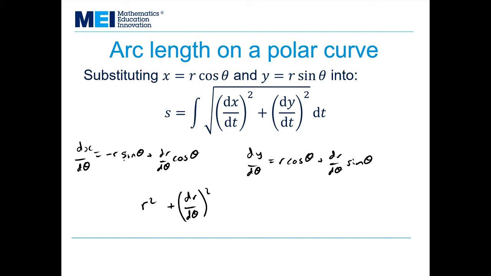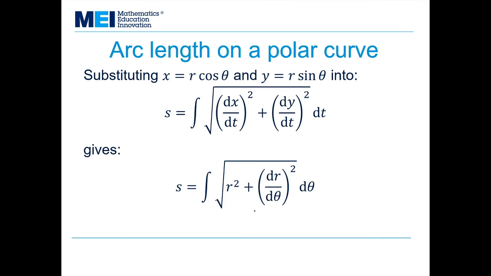And then I'll get some cross terms. So I'll get an r sin theta cos theta times 2 with a minus sign in front of it from here, and a 2r cos theta sin theta with a plus sign in front of it here. So when I add those together, they cancel out. So I'm just left with S equals the integral of the square root of r squared plus dr by d theta all squared, d theta. So there's that written out neatly for you.